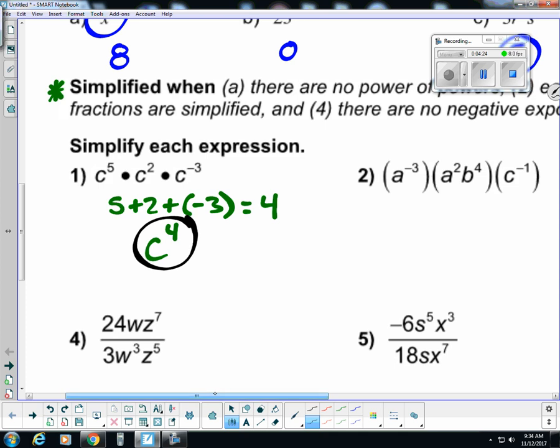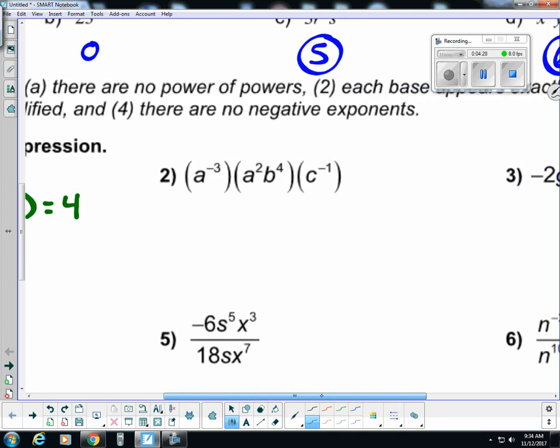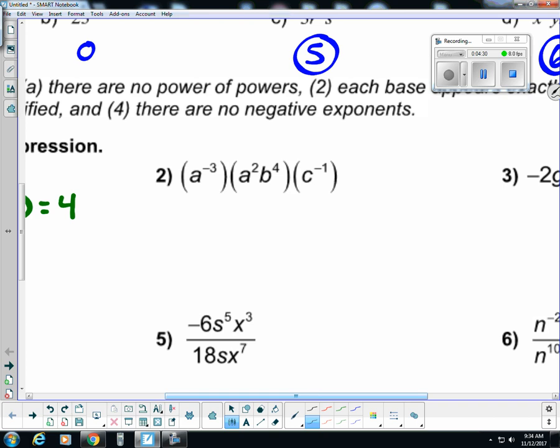Now I'm going to go over to number 2. And what makes number 2 a little bit different is I have more than one base. I have a base of a, a base of b, and a base of c. Now remember, when you're multiplying the same base together, you add the exponents. So in all reality here, the only exponents I can add together are the negative 3 and the 2 because they share the same base.